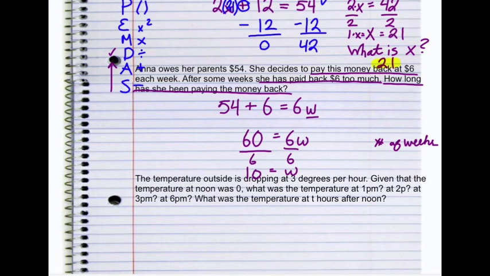Again, we can go back into the problem and double check that we're correct. Does 6 times 10 equal 54 plus 6? Well, 6 times 10 is 60. 54 plus 6 is 60, so we are, in fact, correct. The number of weeks that it takes her to pay back is 10 weeks.